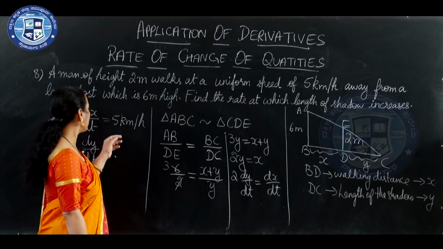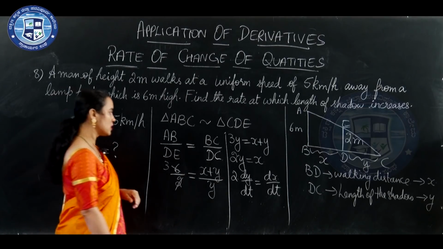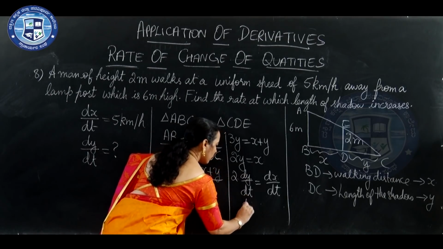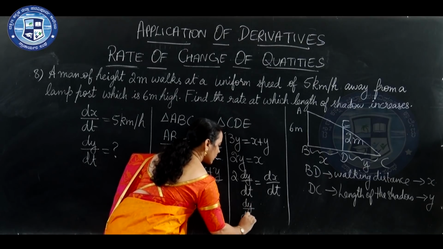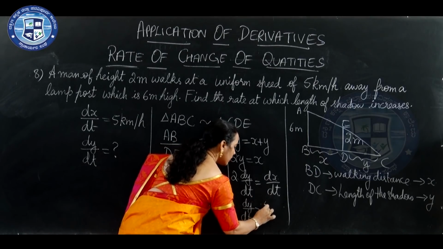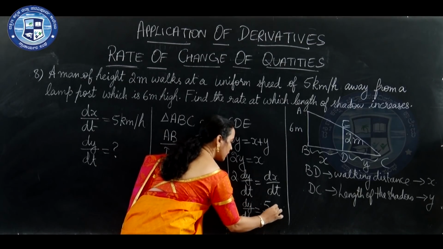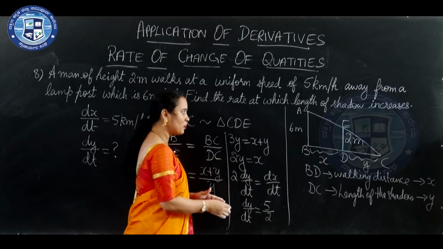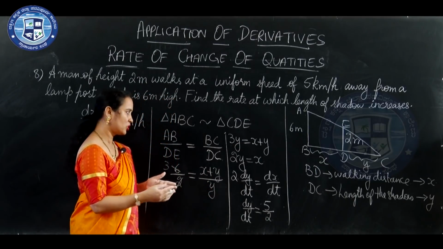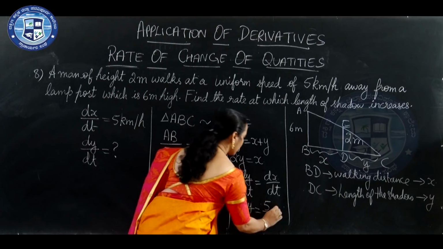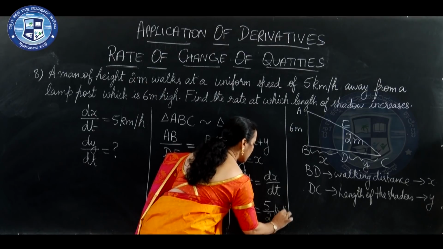Substitute whatever you know. They have given dx by dt is 5. So 2 dy by dt is equal to dx by dt, which is 5. Take 2 to the right hand side. So dy by dt is 5 by 2. Now this dy by dt is nothing but the rate of change of length of the shadow. So the unit will be kilometer per hour.